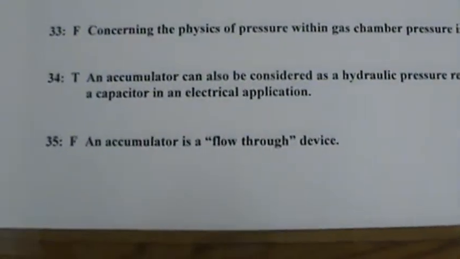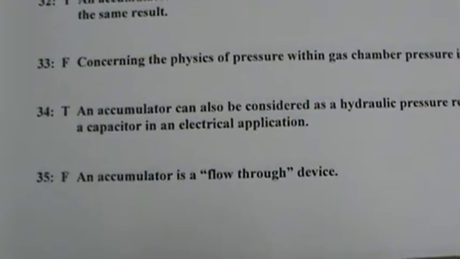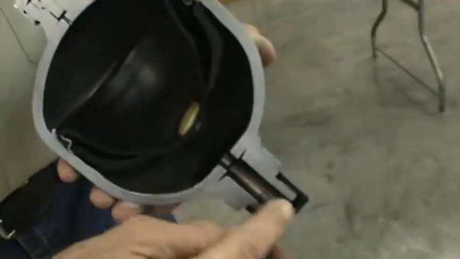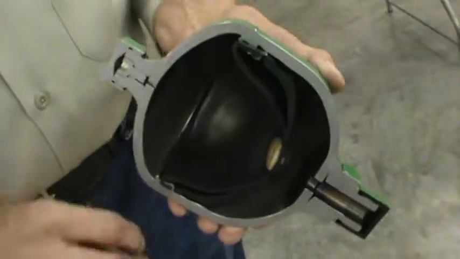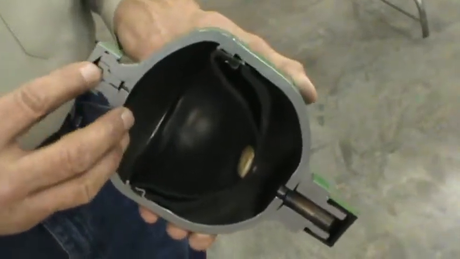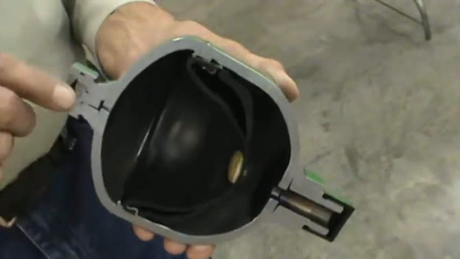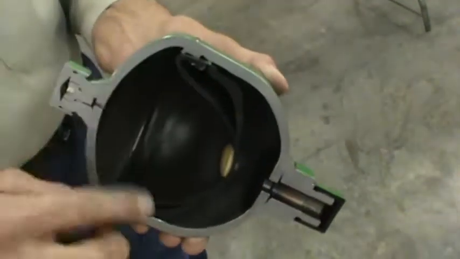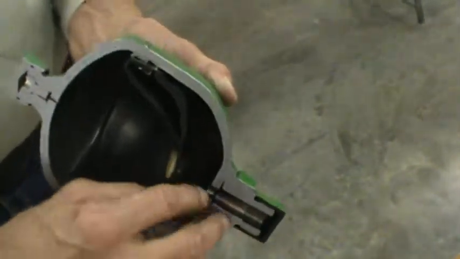The last question concerning this particular component, an accumulator is a flow-through device. No, it is not. It is strictly hydraulic on one end of it, and you've got the sealed chamber and a charge valve right here. That's where you charge this particular portion of the chamber with the gas, and you just have this one inlet. There is no pass-through. That is all on that particular component.